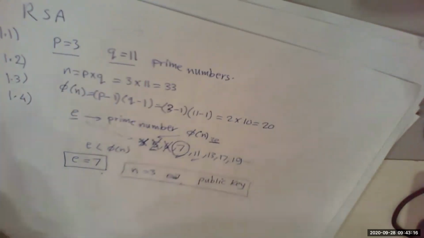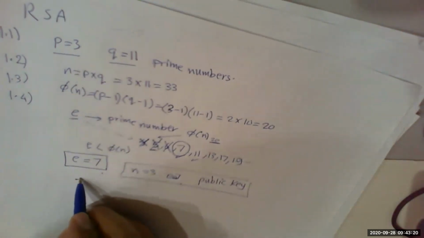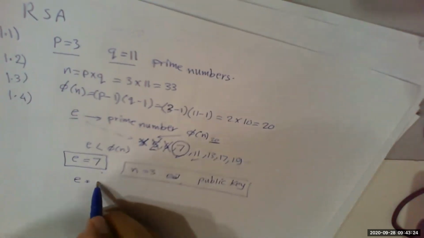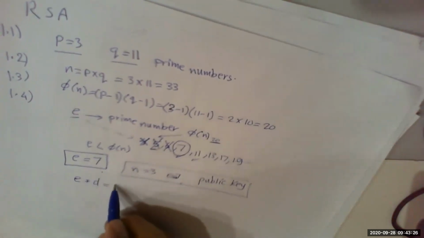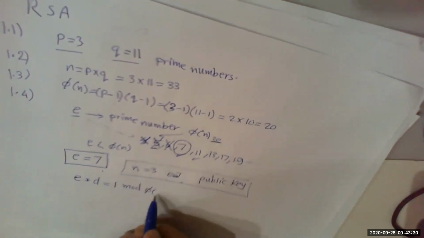How to create a private key? The private key should be created so that E multiplied by D equals 1 mod phi of n. This is the condition.